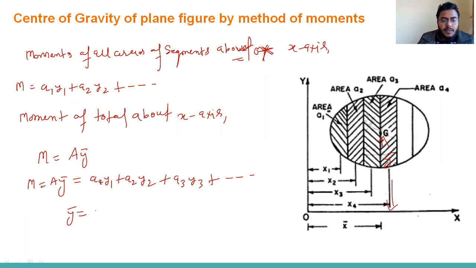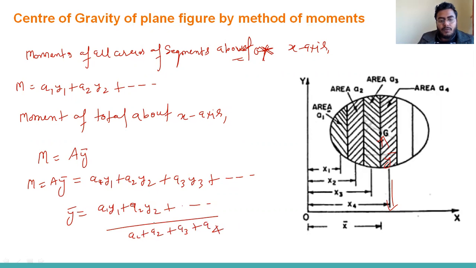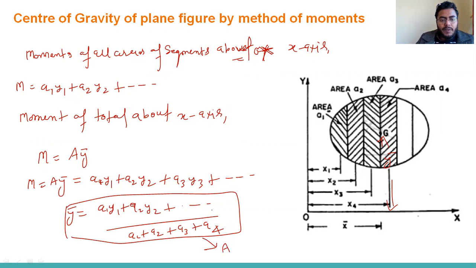So you can write A1 y1, A2 y2 and so on, divided by A1 plus A2 plus A3 plus A4. Right? So this is the capital area. Or we can write it in terms of summation also.